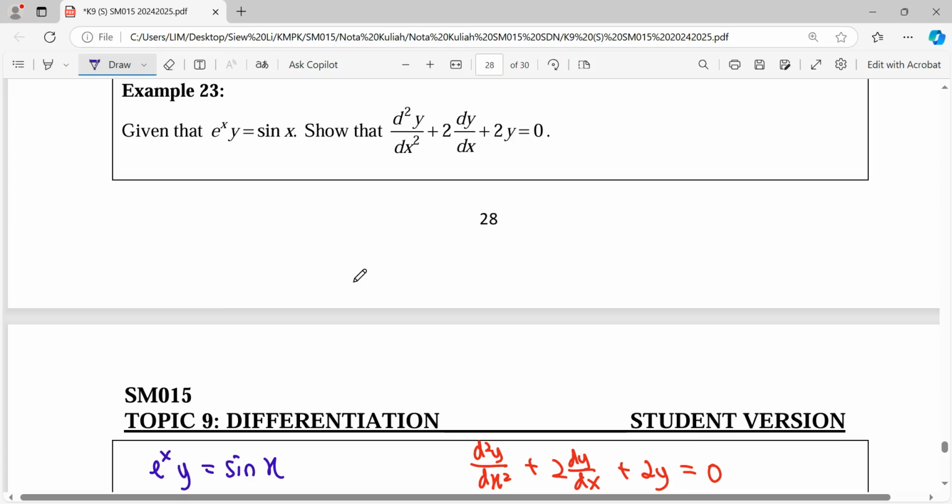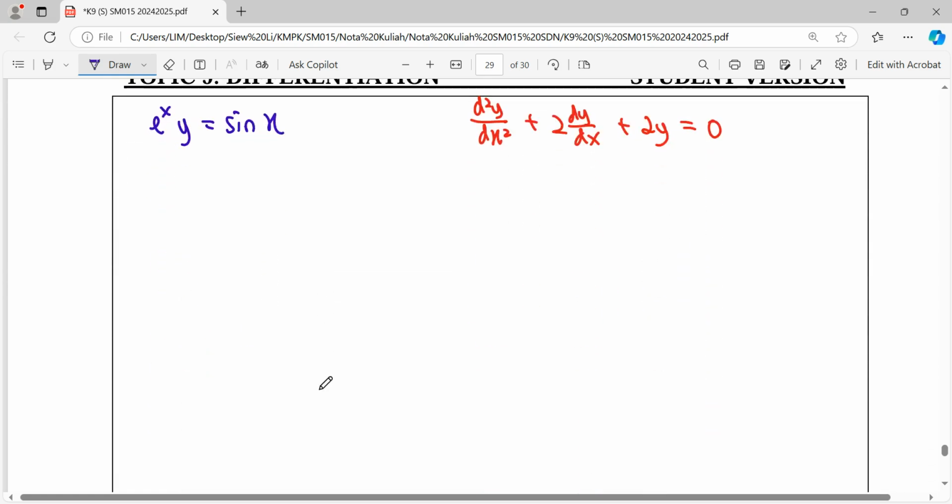For this question, given that e^x y equals sin x, show that d²y/dx² plus 2 dy/dx plus 2y equals 0. So look at our function here, e^x times y. Our y is multiplied with the x function. So you have two options here. One is we move the e^x to the right hand side to make it an explicit function.